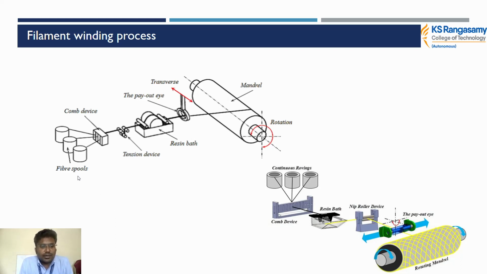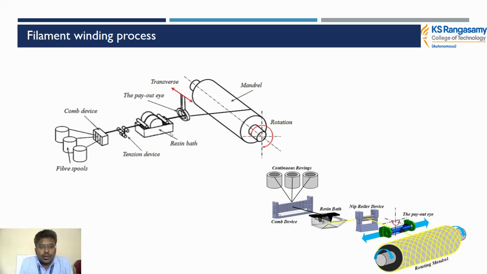This is the initial step, the fiber spool. It is a comb device. Similarly, we can do it using the pultrusion process method. We are using this side also. The comb device will move from right to left direction. This is the tension device. You will see properly the fiber will come the right way. So this is the guide plate.